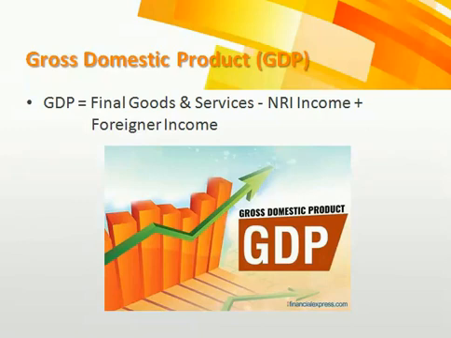So this income will not be considered here, that will be subtracted, and the income which is being earned by the foreigners who are residing in India, that will be considered, as that income is being produced in the domestic region of India. So GDP formula goes like this: final goods and services produced within the boundaries of the country in a period of 1 year minus the NRI income plus the foreigners' income who are residing in India. This is about GDP calculation.